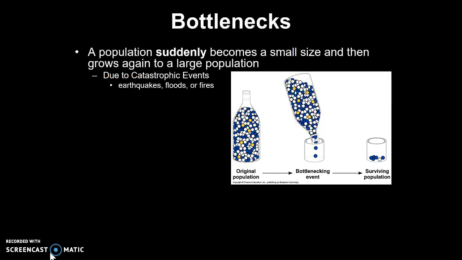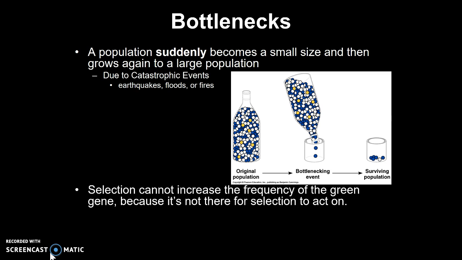So again, the bottleneck effect is when a catastrophic event occurs. We've got the beads here again. A catastrophic event occurs that's going to drastically decrease the number of individuals in that population. And so your surviving population doesn't necessarily have all of the alleles or all of the colors that were true of the original population.